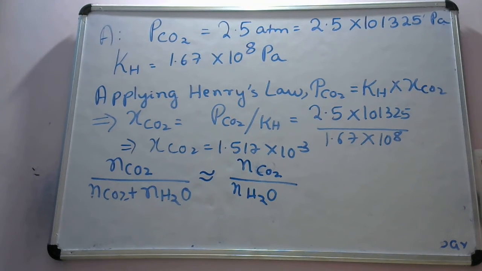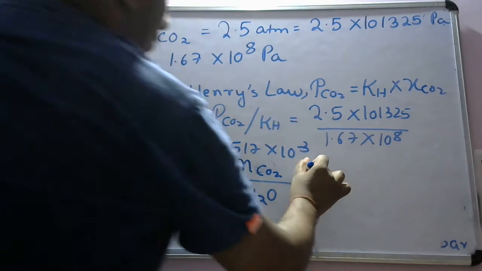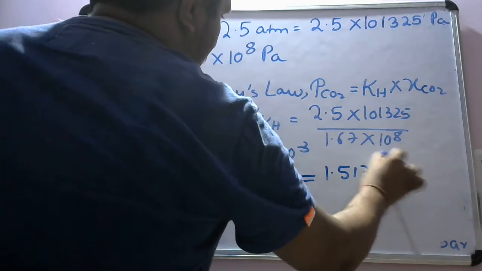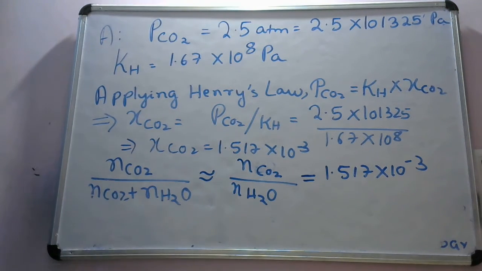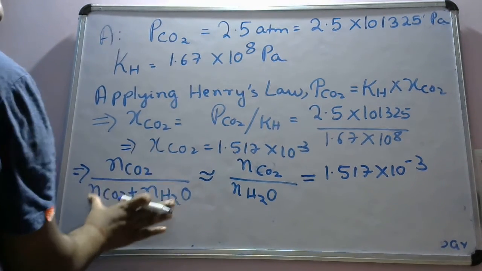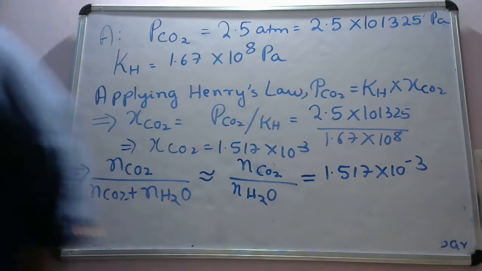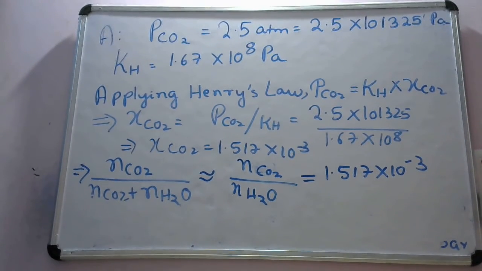Now, this fraction is equal to 1.517 as per the calculated value. X CO2 is nothing but this form. We approximated it and finally it is the given value. Now, up to this, we have found the mole fraction ratio. But we have the data that 500 ml of soda water is taken. That we will convert into moles. You complete this, then in the next step I will convert the 500 ml of soda water into moles.